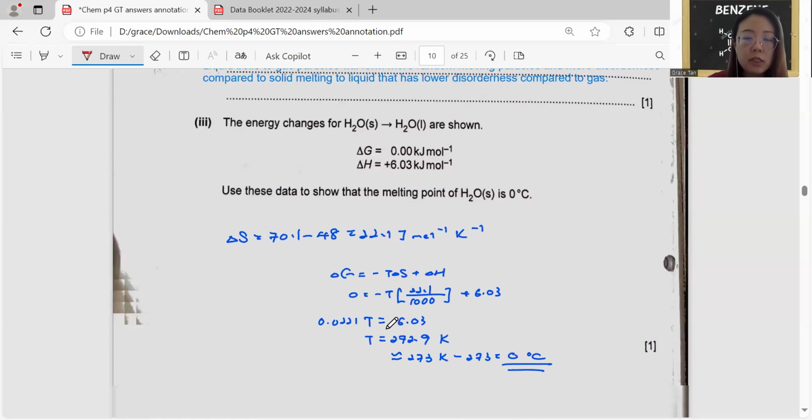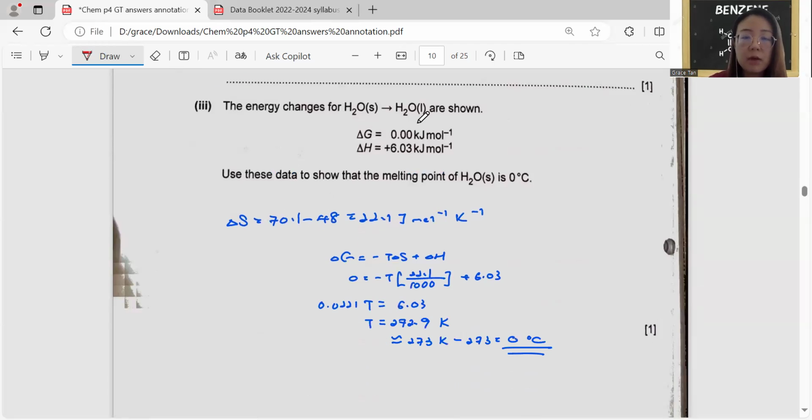The energy changes for the melting is shown. Now, melting means equilibrium between solid and liquid. Use this data to show that the melting point of H2O is 0 degrees Celsius. First, I need to find the entropy change. Entropy change is product minus reactant. Product means H2O liquid.